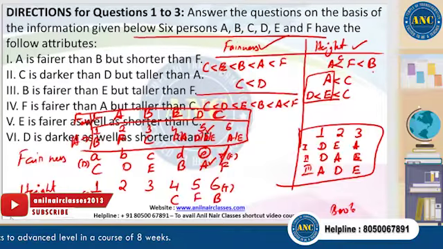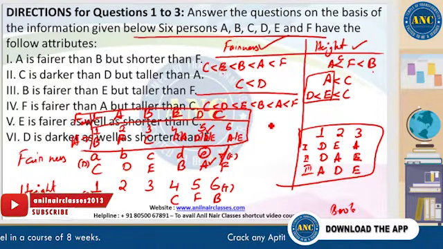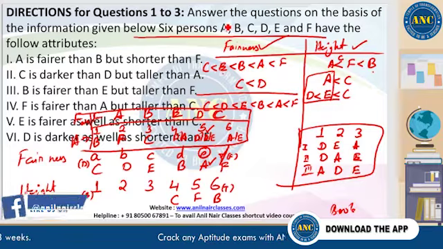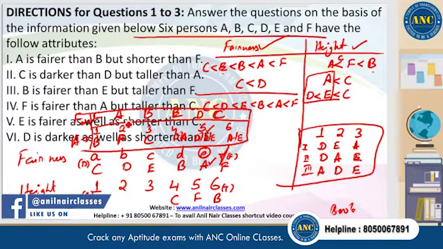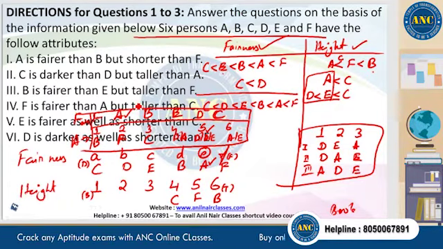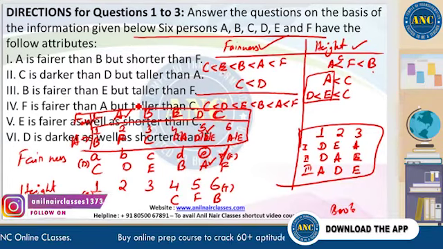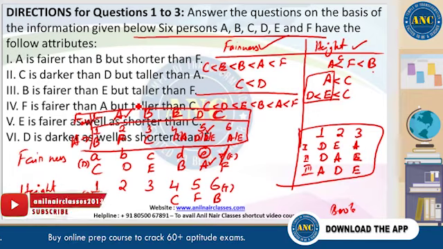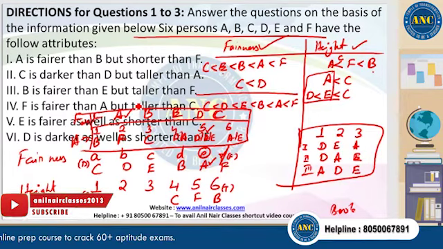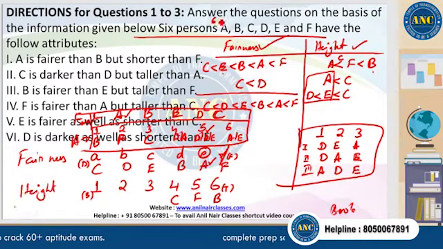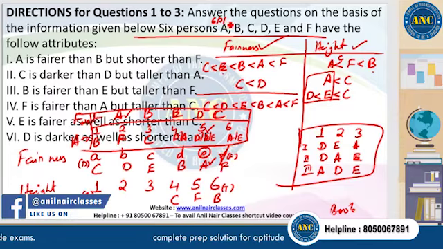Now, let's take one by one. So we have these 6 persons. Let's start with A. A has a rank 2 here, while in the other case, A can have a 4 or 5 or 6. Now we don't know what A is. So it could be a 2 plus 4, which is 6, or 2 plus 5, which is 7, or 2 plus 6, that is 8.